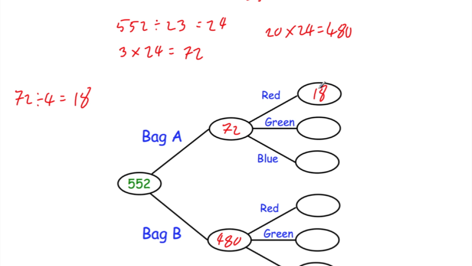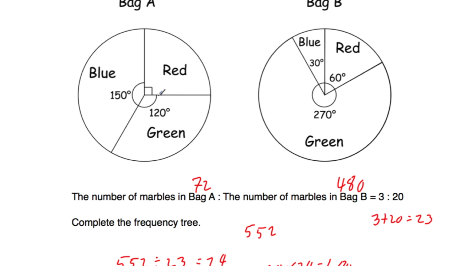So that means there's 18 red marbles in that bag. Okay, next, let's go back up. Green. Green is 120 degrees. Well, 120 out of 360. If we cancel that down, we would get 12 out of 36. And divide both of those by 12, we get 1 over 3, or a third.